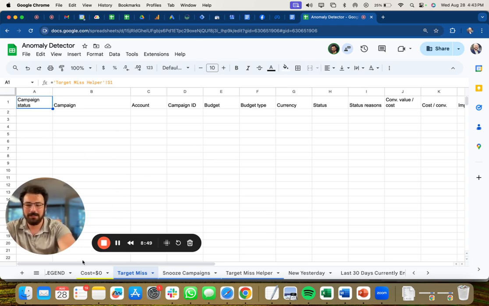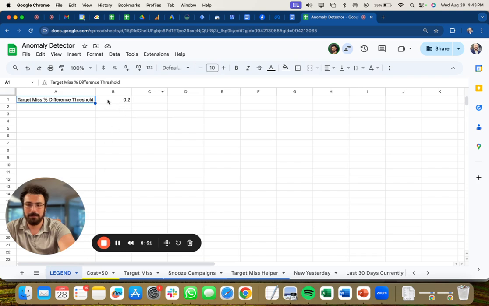More or less, it's going to check with whatever threshold I set here. So if our TCPA is, let's say, at $10 and our actual cost per conversion is at $15, that's outside of a 20% variance.